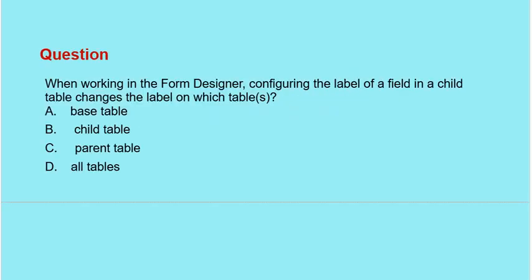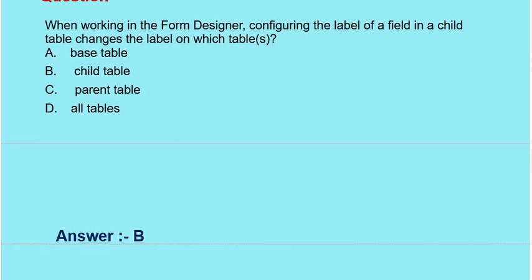Now the question is, when working in the Form Designer, configuring the label of a field in a child table changes the label on which tables? Option A, base table. Option B, child table. Option C, parent table. Option D, all tables. Correct answer is option B.